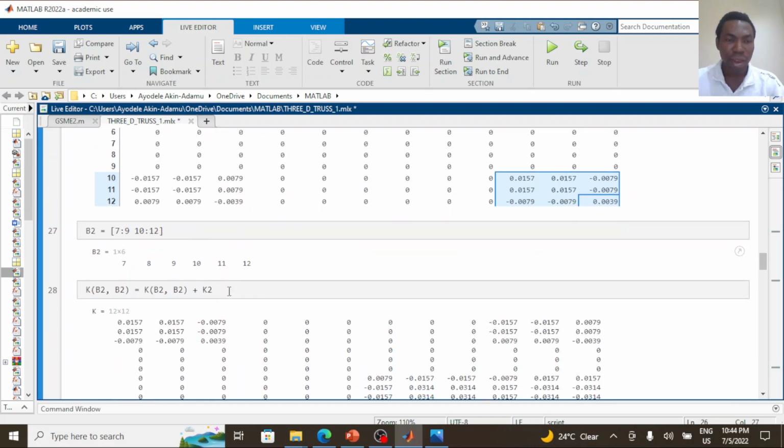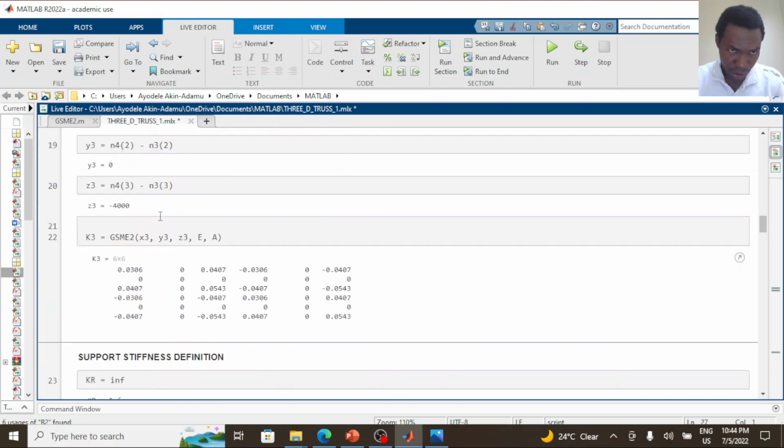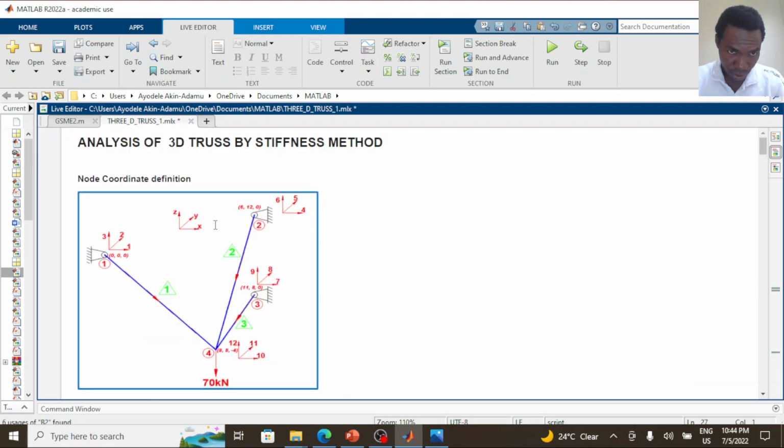We do the same thing for element 2. What we did for element 1, we do for element 2. We define the degree of freedom matrix. So I'm defining the degree of freedom matrix for element 2, B2. If you check our final element model, element 2 is located between node 2 and node 4. Because the arrowhead points from node 2 to node 4, node 2 is my start node and node 4 is my end node. So I'll start my counting of the degrees of freedom from node 2.